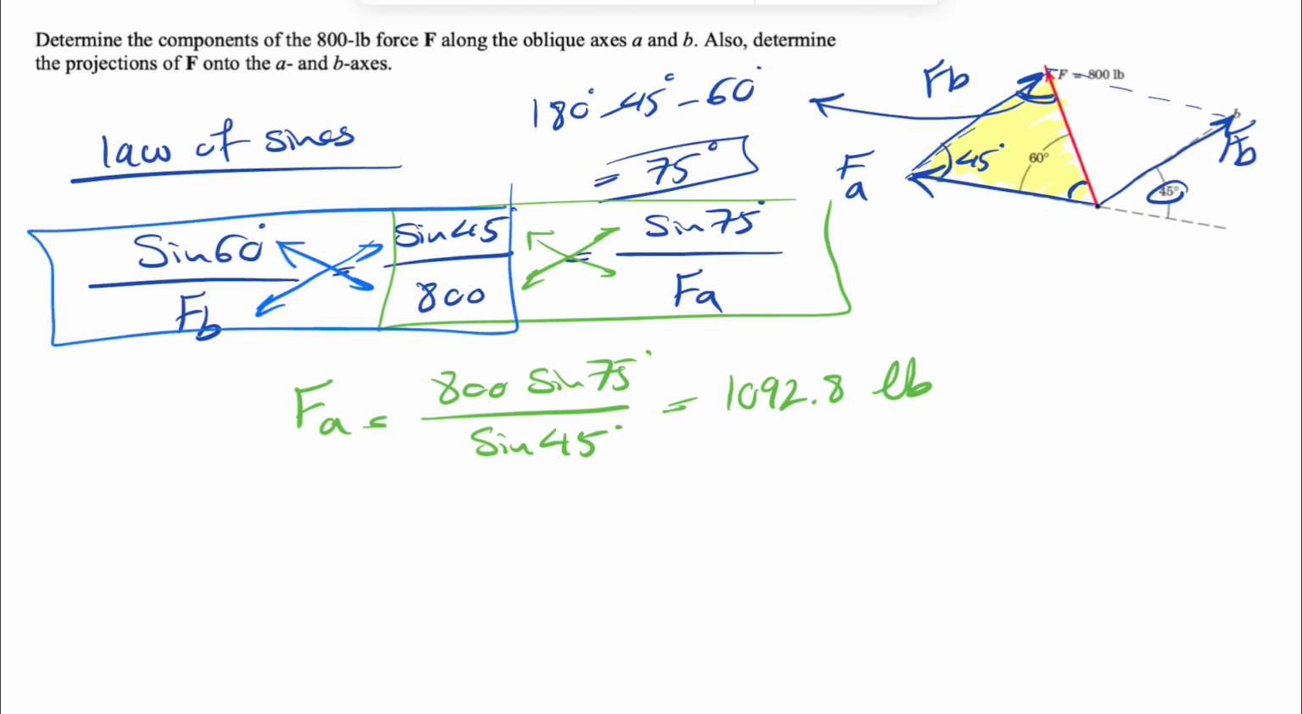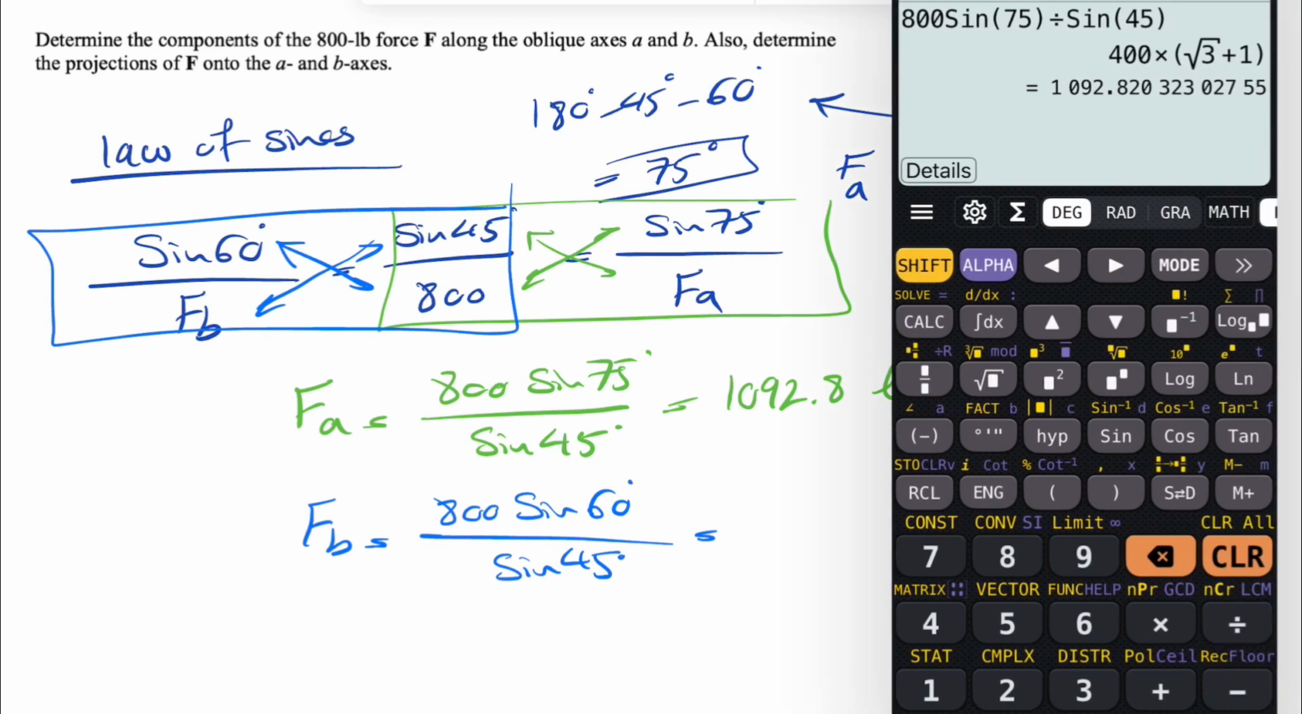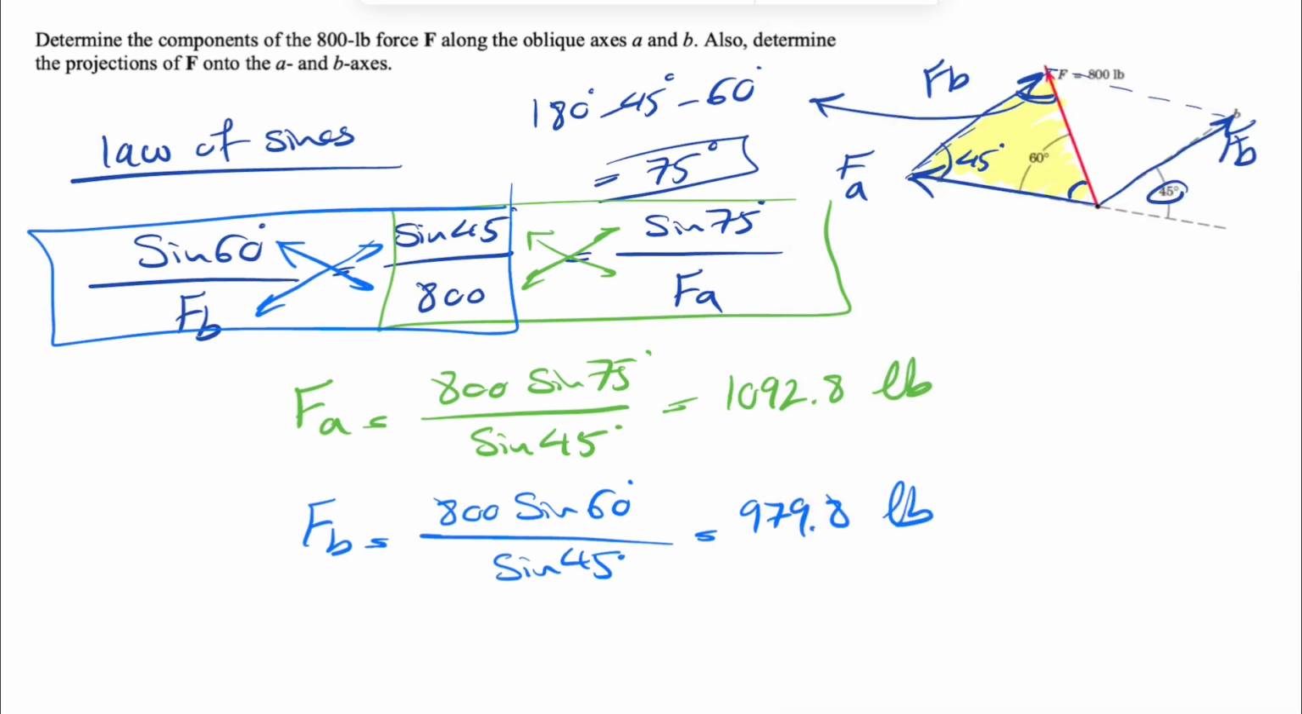So we consider these two for finding the FA, and for FB, we're going to cross multiply these two. So we're going to consider these boxes. So our FB would be this time 800 sine of 60 divided by sine of 45. Let's see what we get. 800 sine of 60 divided by sine of 45. That's going to be 979.8 pounds. And that was the first part of the question where we needed to find the A and B components of the force F.